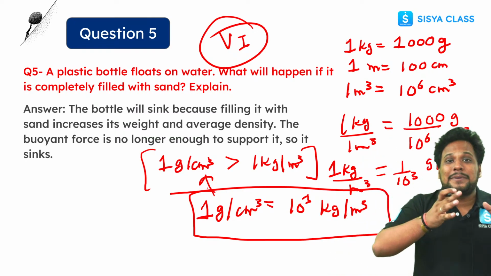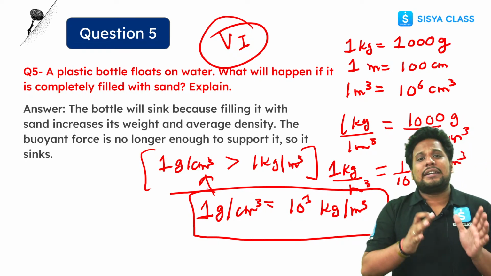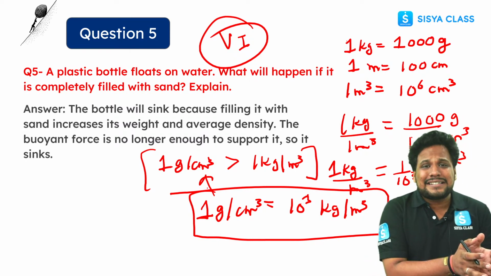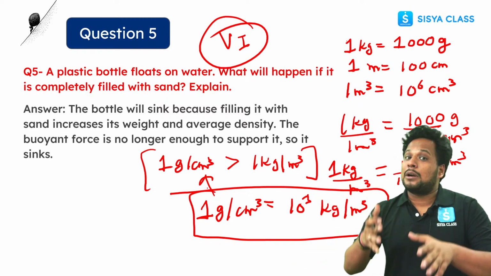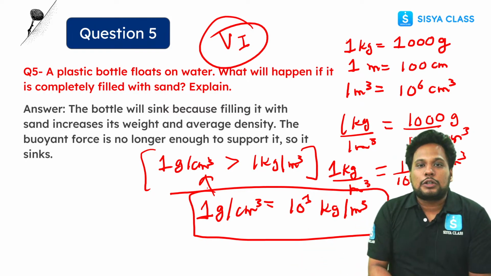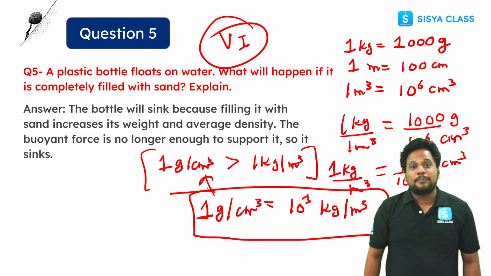So what else can you explain from this? That mass and density are both different concepts. Mass is a different thing, density is a different thing. 1 kg is greater than 1 gram, but 1 gram per centimeter cube is greater than 1 kg per meter cube. This is clear.